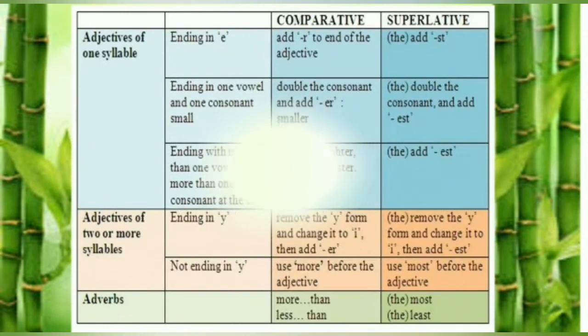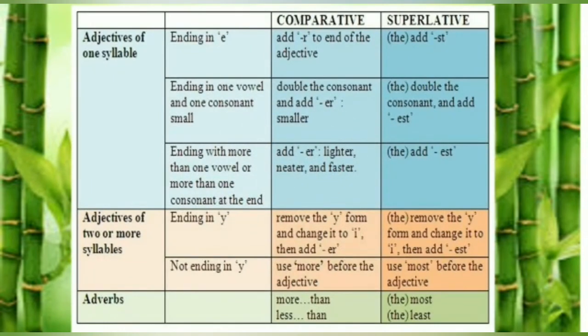Let us see some rules for comparative and superlative degree. If the adjective is single syllable word, if it ends with e, then you should add r to the comparative degree and st to the superlative degree. If the adjective ends with consonant, vowel, consonant, CVC pattern, we should double the last letter and add er to the comparative degree and est to the superlative degree. If a word ends with one vowel or more than one consonant at the end, just add er to the comparative degree and est to the superlative degree.